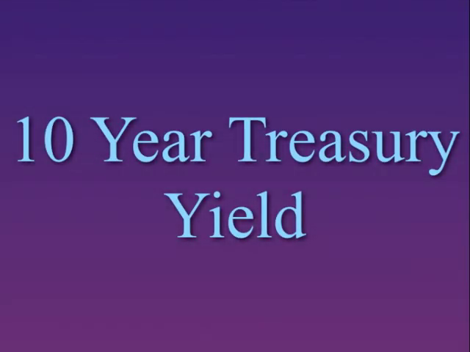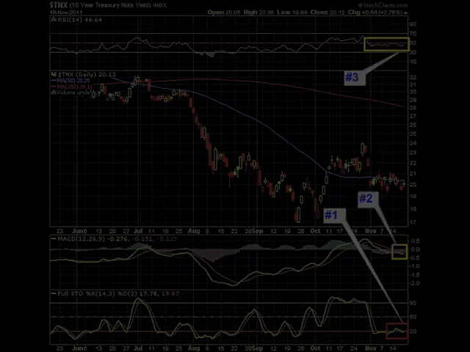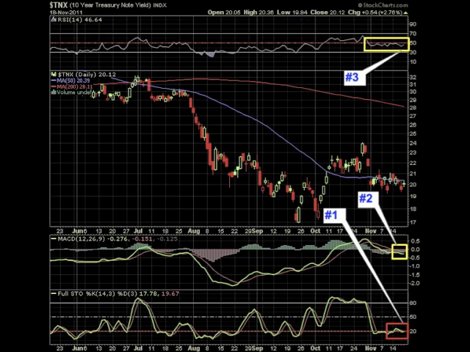And we take a look now at the 10-year Treasury yield. And on the daily chart of the 10-year Treasury yield down below, point number one, you can see we've been riding that 20 line, and we just got a bearish signal. Gave this one a red mark.